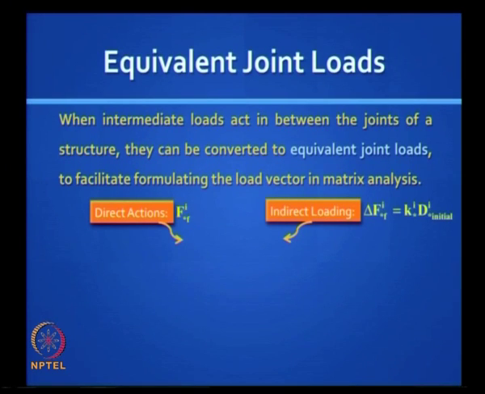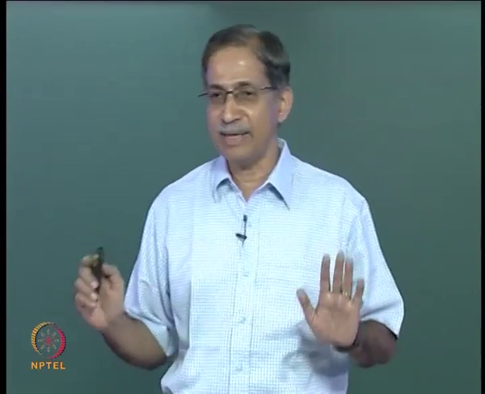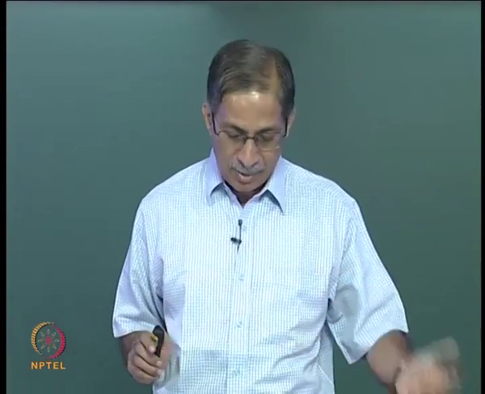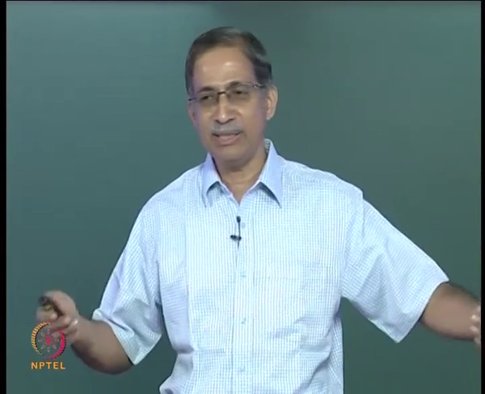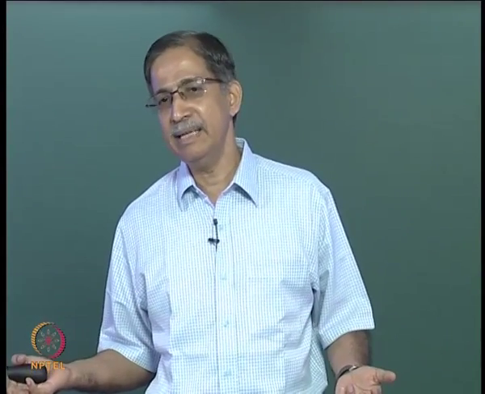So do you agree I can write down a set of initial displacements, either contraction or elongation in a truss, and if I just multiply it with the element stiffness of that, I get the fixed end forces. We will see this in detail later. Okay, so you have got the local fixed end force vectors for all the elements, either caused by direct actions, that is intermediate loads, or by indirect loading.